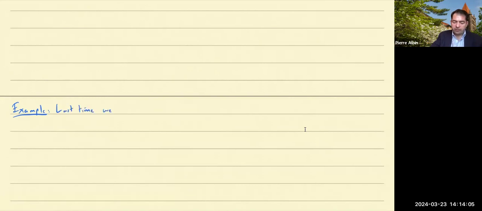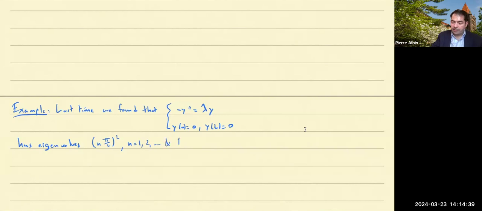Last time we found that the eigenproblem minus y double prime equals lambda y, with y of 0 equal to 0 and y of L equal to 0, has eigenvalues n pi over L squared with n equal to 1, 2, 3, and so on. And the corresponding eigenspaces are just multiples of sine of n pi over L x, with a arbitrary.